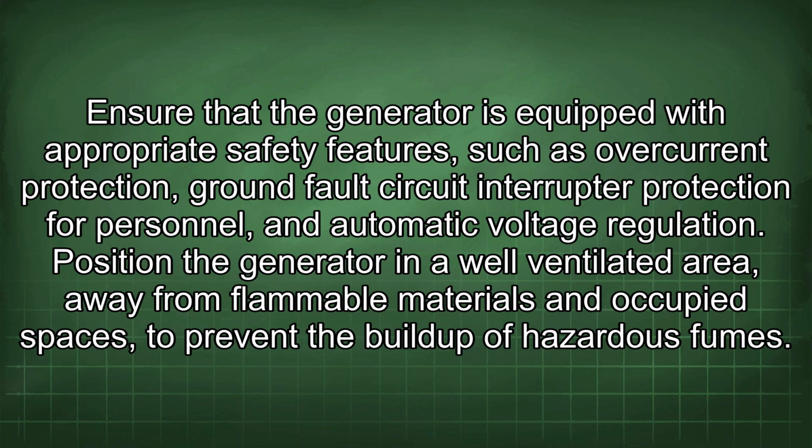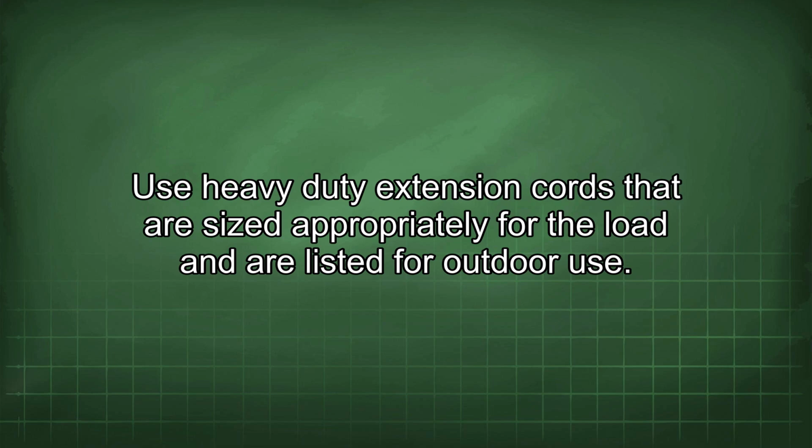Ensure that the generator is equipped with appropriate safety features, such as overcurrent protection, ground fault circuit interrupter protection for personnel, and automatic voltage regulation. Position the generator in a well-ventilated area, away from flammable materials and occupied spaces to prevent the buildup of hazardous fumes. Use heavy-duty extension cords that are sized appropriately for the load and are listed for outdoor use.